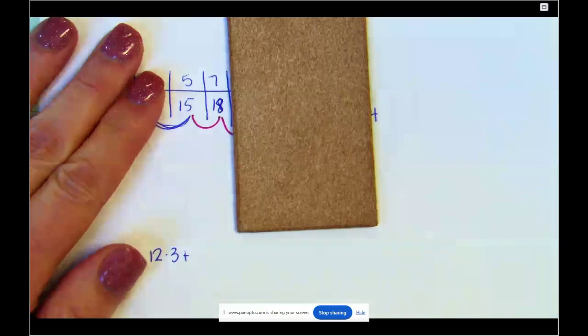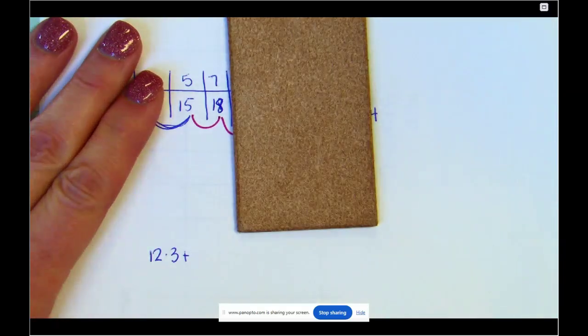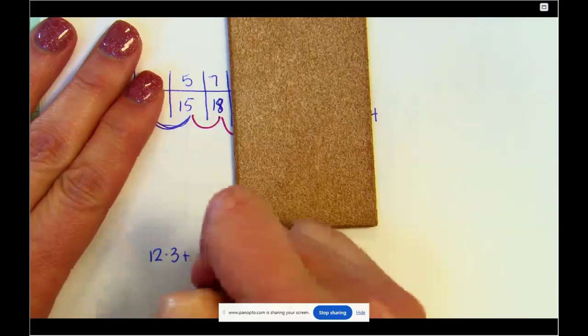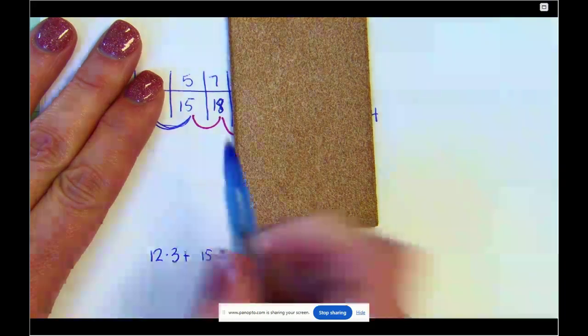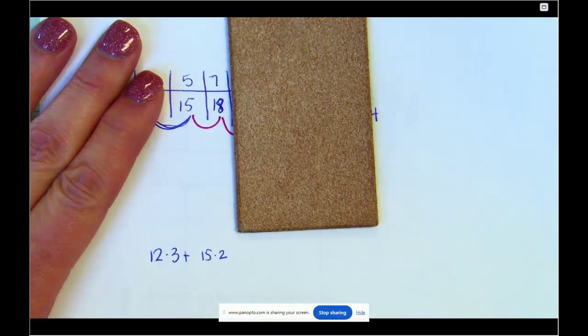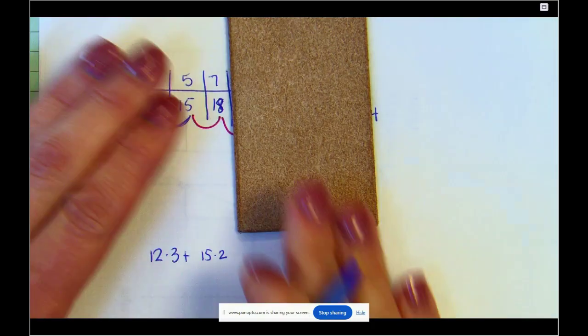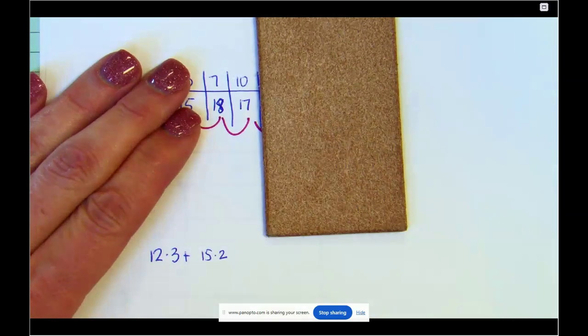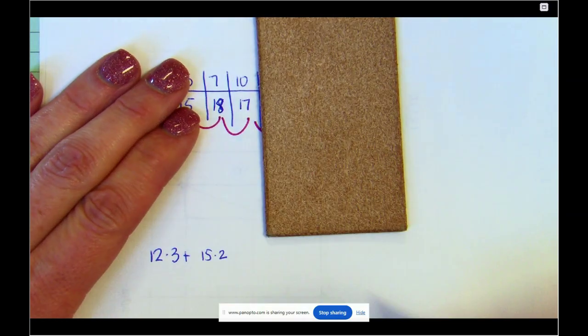Then you go to the next one. What y value is on the left side of the interval? 15, because that's the one on the left. So 15 times 2, because 2 is the distance between 5 and 7. What multiplication will you do to get the next one?